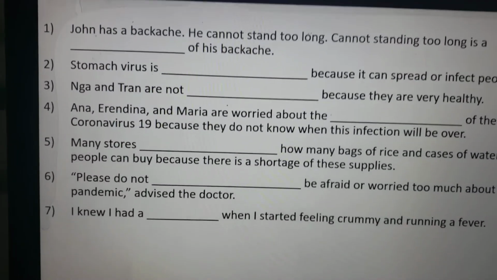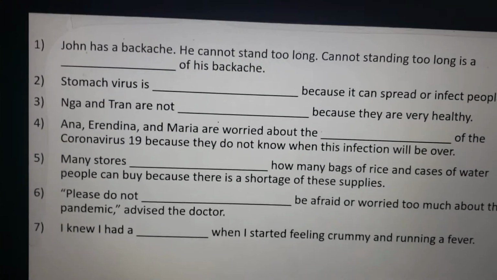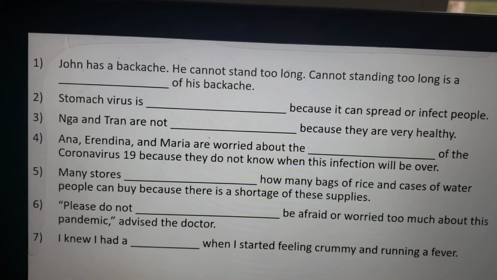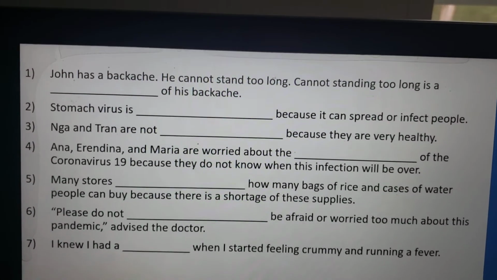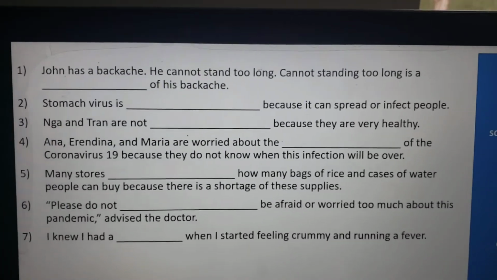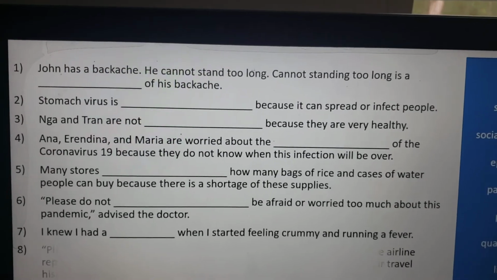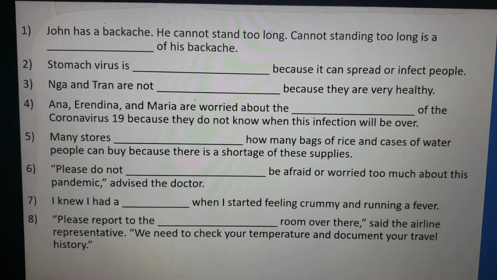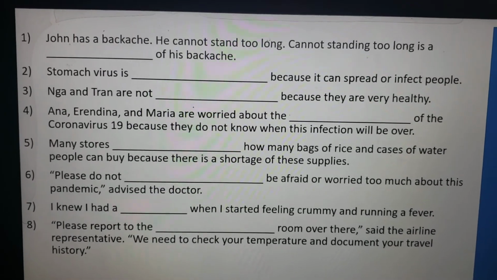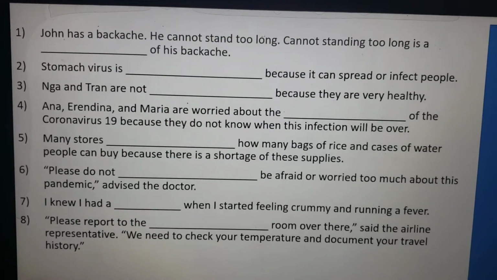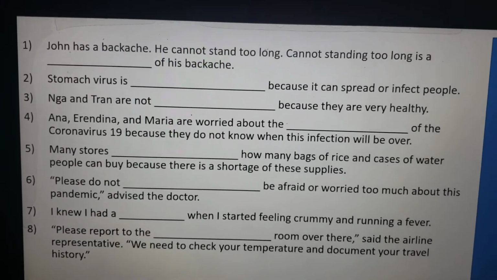Number 7. I knew I had a blank when I started feeling crummy and having a running nose. Feeling crummy means I don't feel really good. I feel icky inside. I feel a little uncomfortable. Please report to the blank room over there, said the airline representative. We need to check your temperature and document your travel history.